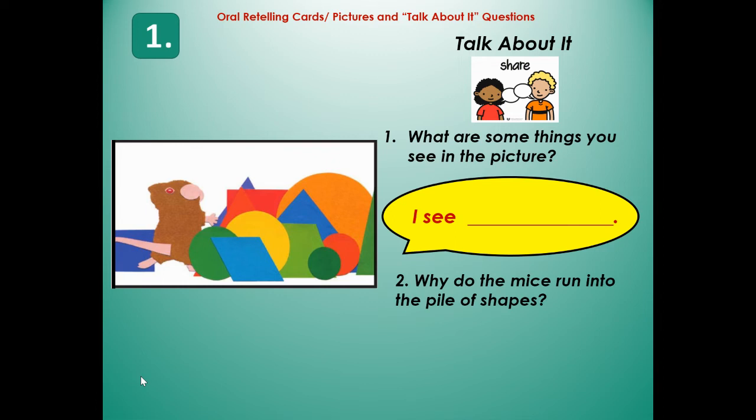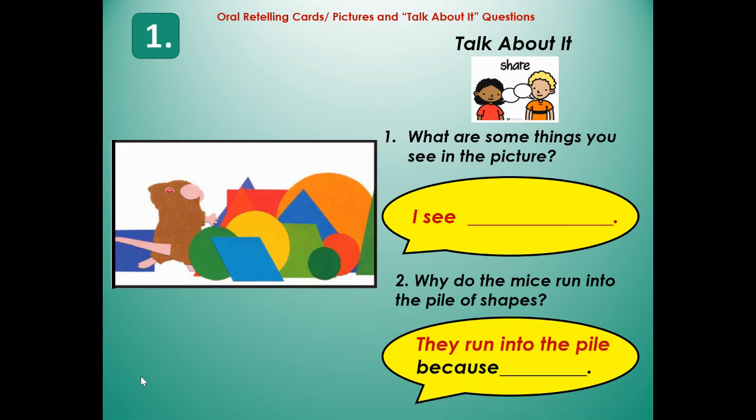Here's our second question. Why do the mice run into the pile of shapes? They run into the pile because, so tell me why they run into the pile. Well, they run into the pile because they are being chased by a cat, or they saw a cat and they want to get away as quickly as possible. The cat pounced on them.